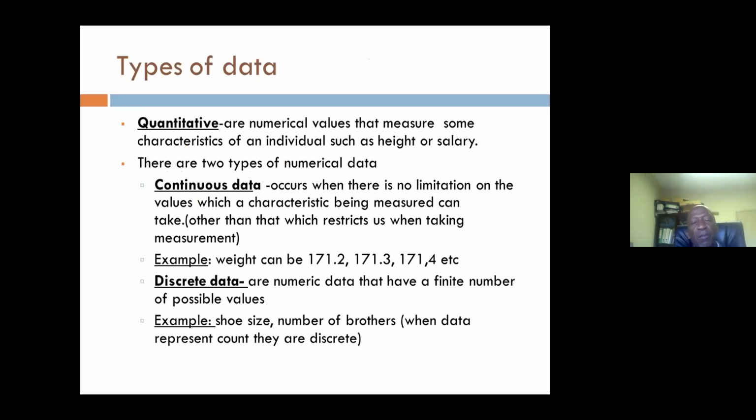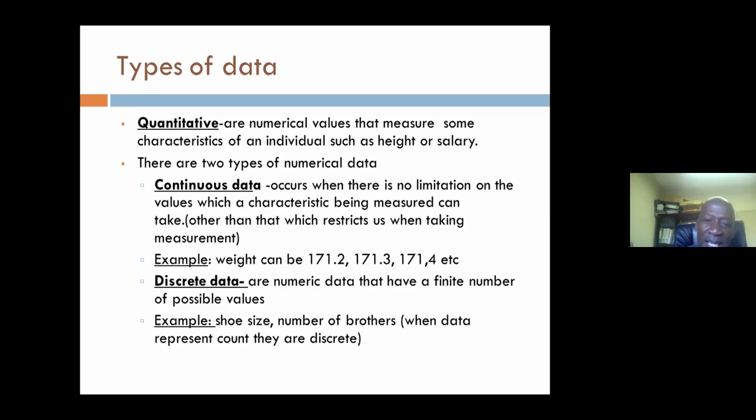So for us to be able to properly utilize the different descriptive techniques, the first thing is to understand the different types of data that we encounter. Data can come in the form of numbers or in the form of non-numeric quantities. When data is in the form of numeric numbers, that is quantitative data, because we are quantifying measures, we are quantifying commodities. So basically there are two types of quantitative data. We have continuous data and discrete data.